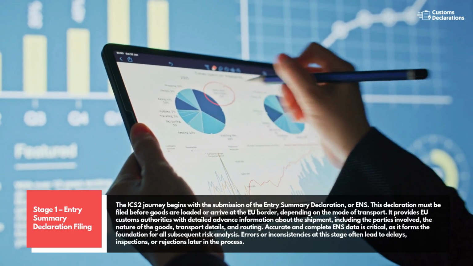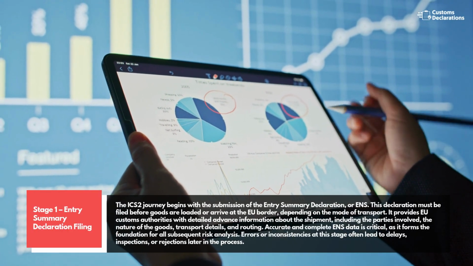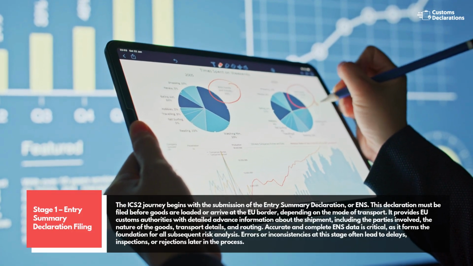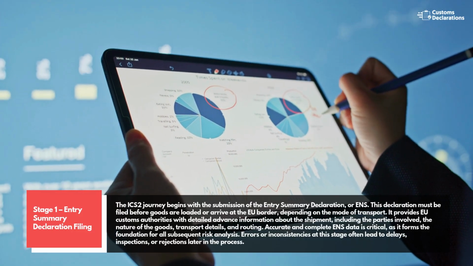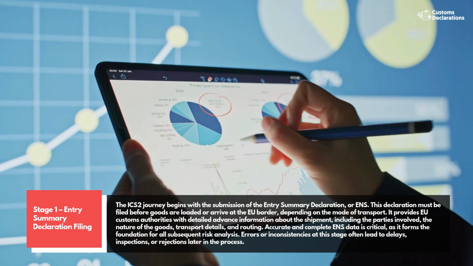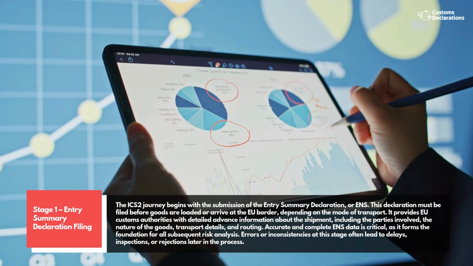Accurate and complete ENS data is critical, as it forms the foundation for all subsequent risk analysis. Errors or inconsistencies at this stage often lead to delays, inspections, or rejections later in the process.